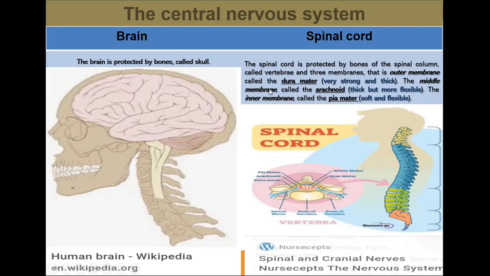The outer membrane is the dura mater, which is strong and thick, so that's on the outside. The middle membrane is called arachnoid, which is thick but more flexible. It's thick but more flexible, which allows what? The movement, the swift movement of the spinal cord.